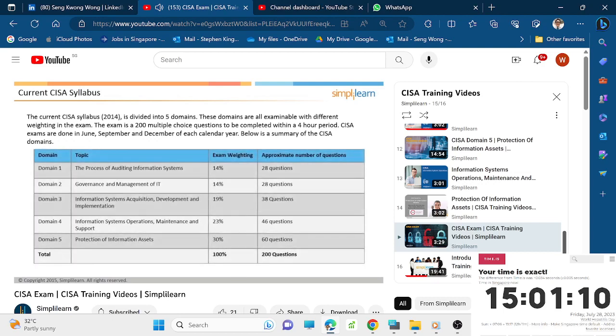Below is a summary of the CISA domains. Domain 1 covers auditing information systems and accounts for 14% of the CISA exam.